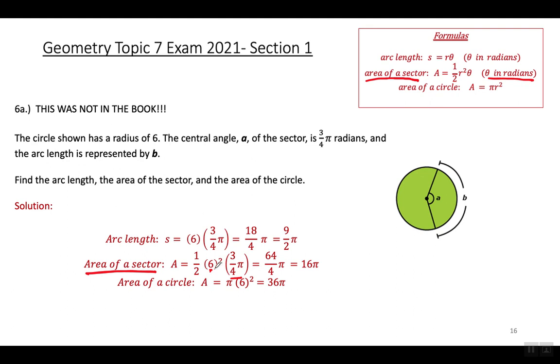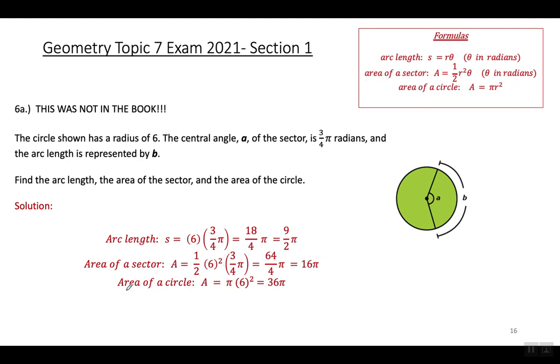So follow the order of operations. First, I got to do the exponent. 6 to the second power is 36. Half of 36 is 18. And 18 times 3 over 4 pi will give me 54 over 4 pi. And when I divide 54 by 4 to simplify, I get 27/2 pi.